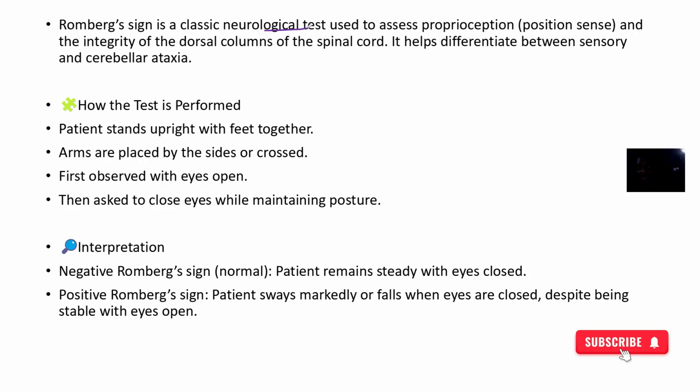Proprioception. That's the sense of being able to know where you are in space, and the integrity of the dorsal columns of the spinal cord. So it helps to differentiate between sensory and cerebellar ataxia.